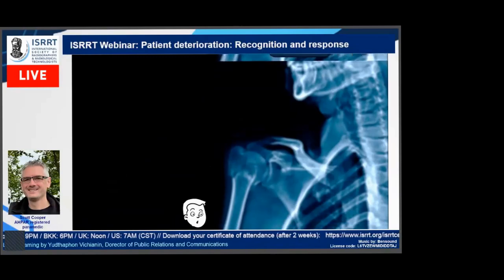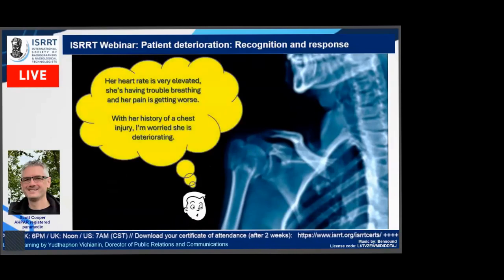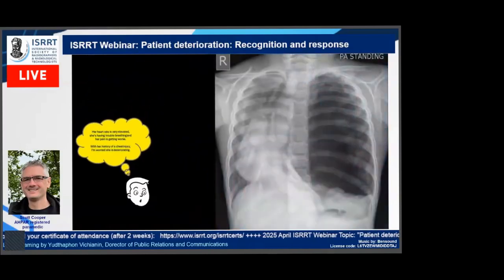So Steve's now thought is that her heart rate's very elevated, she's having trouble breathing, and her pain's getting worse. With a history of chest injury, he's now worried that she's deteriorating. And obviously when she's assessed, they find that she has a significant tension pneumothorax that requires decompression in ED.